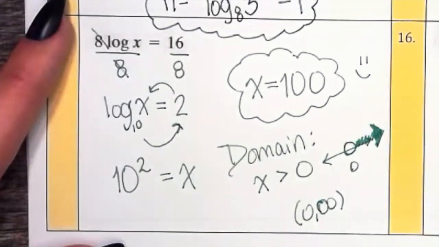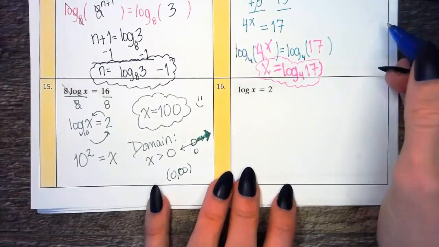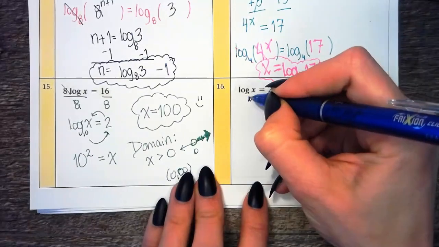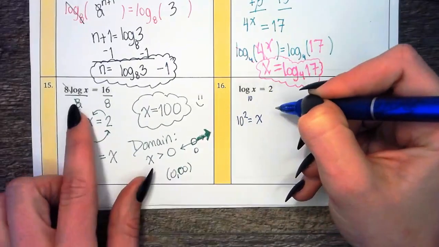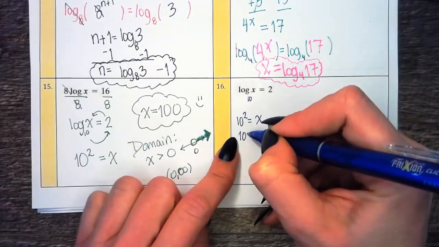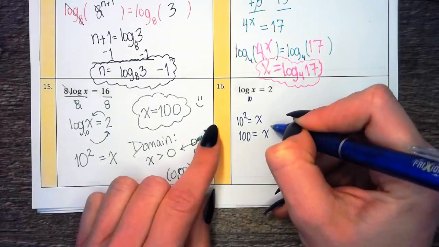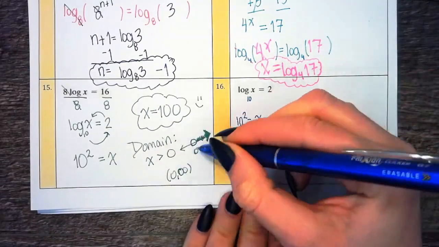Let's do number 16. This one is nice and simple, nothing to do much, but there's our 10. 10 to the 2 is x. Do you see that this is actually the same question as this? 10 to the 2 is x, and that's just 100 equals x. We get the same answer. Still in our domain, same rule applies.